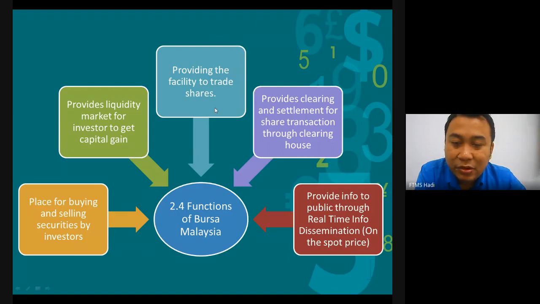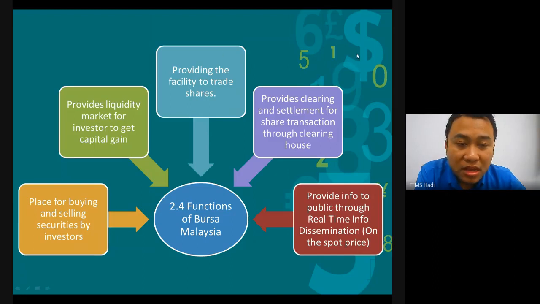Yeah, that is the second one. The third one: Bursa Malaysia provides the facility to trade shares. That means they provide any kind of utilities, for example computers, the online system, and the CDS, which we call the central depository system. A lot of facilities are provided to enhance the trading volume.